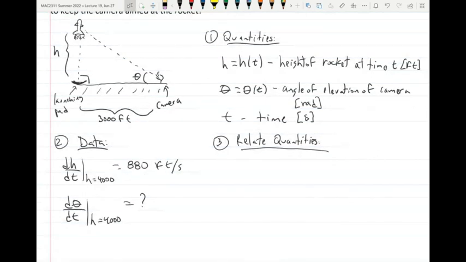So, because h is the opposite, we know the adjacent. What's adjacent? 3,000. So it's pretty easy to just say, okay, tangent of theta is h over 3,000.